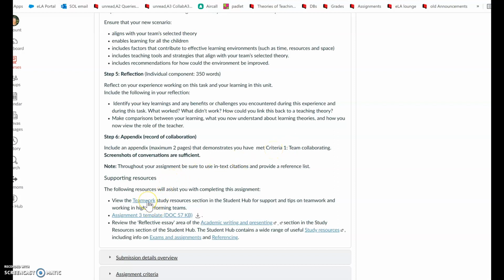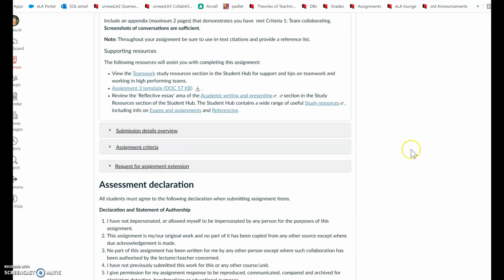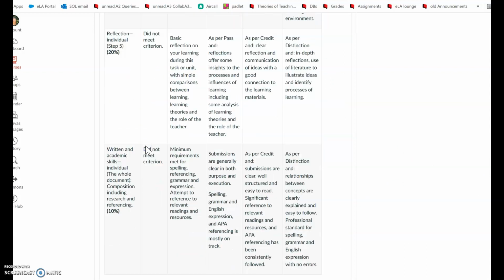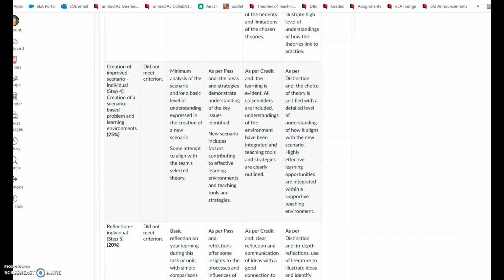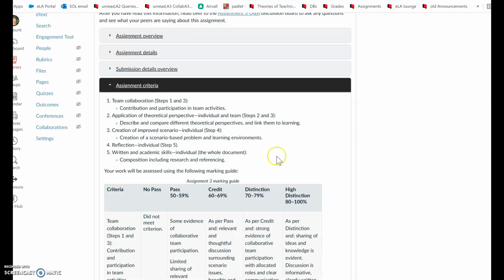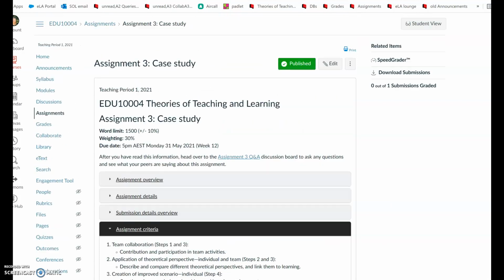And then we've got some supports here for you. Working in teams is a bit different when you're online, but there are supports there. There's academic writing, our template, and our criteria. We'll be going through the criteria in our live brainstorm session. We've got 5 elements here, and you'll see that each one of them is reflected down here in our descriptors, and also in our assignment details that we just went through.